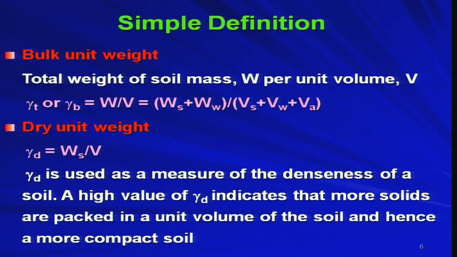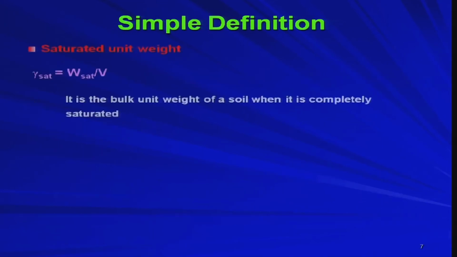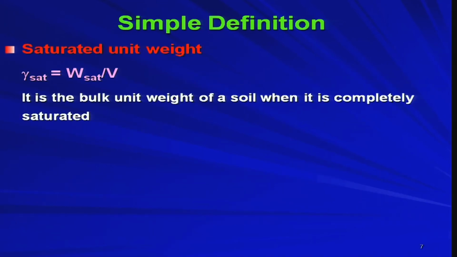So, a high value of gamma D indicates that more solids are packed in a unit volume of the soil, and hence a more compact soil. That means if gamma D increases, you will be getting more compactness or more denseness in the soil matrix. Then coming to the saturated unit weight.